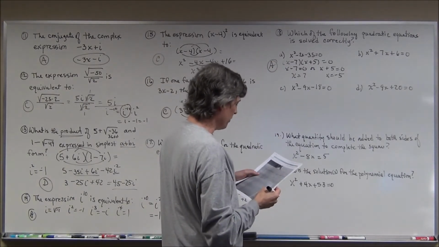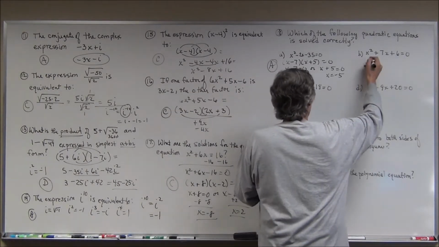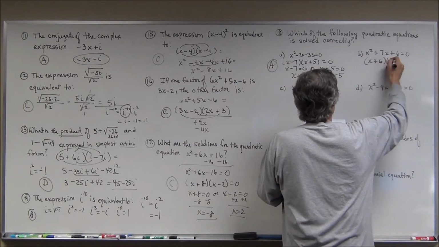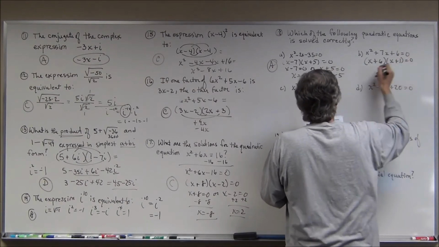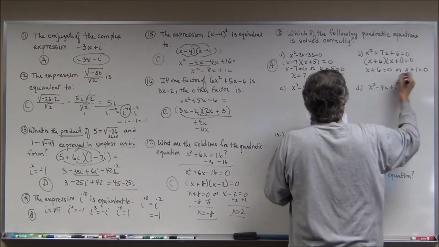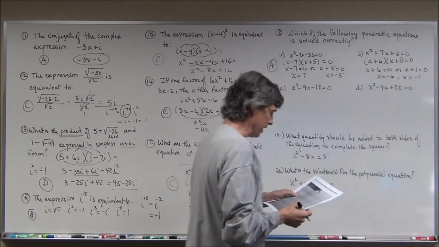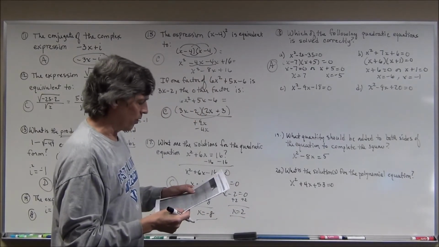If you go through the other ones, you will find at least one mistake. For example, in part B, they factored it right. That's x plus 6 times x plus 1. But when you set x plus 6 equal to 0, or x plus 1 equal to 0, you get negative 6 and negative 1. And they have positive 6 and positive 1.